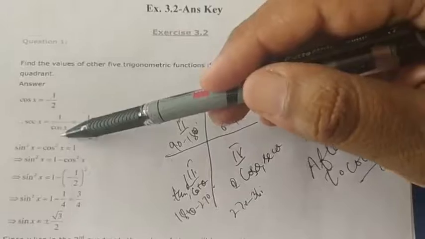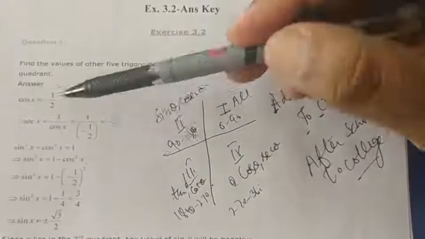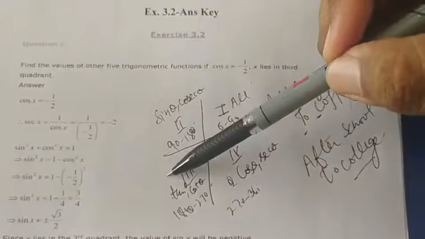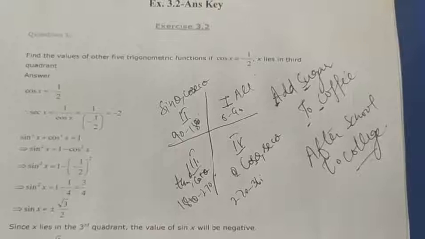Secant x is equal to 1 by cos x. 1 by 1 minus 1 by 2, it will be minus 2. So secant is negative. Yes, in the third quadrant secant is negative. Now with the help of cos, we will find the value of sine.